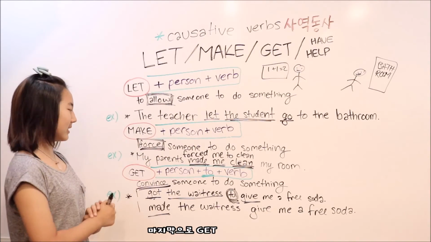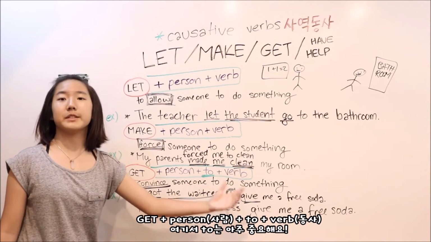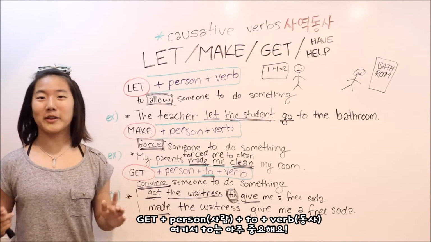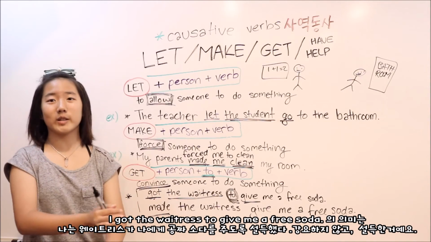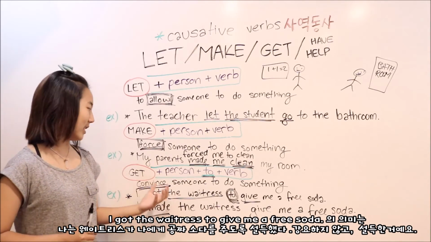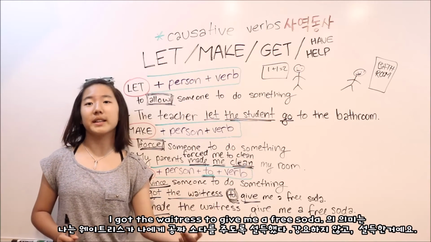So lastly is get. Get plus person plus to plus verb. And the to is very important. I got the waitress to give me a free soda. And this is not forcing them. They get a little say in it. You're just convincing them. You're persuading them to.